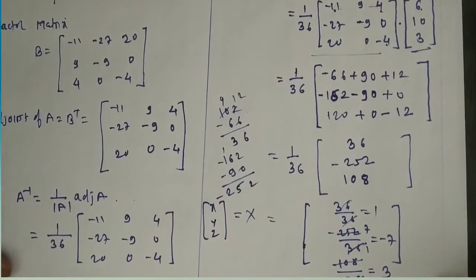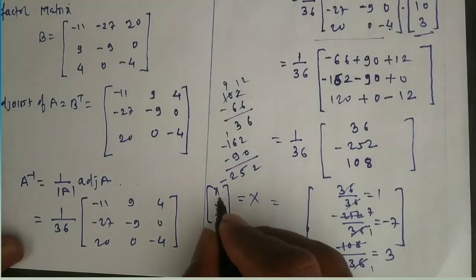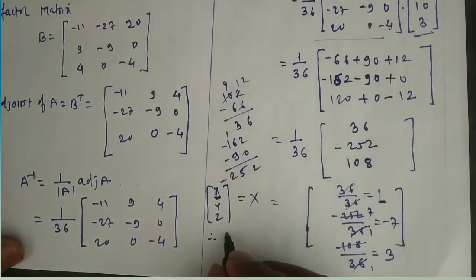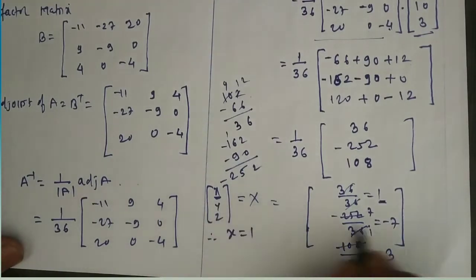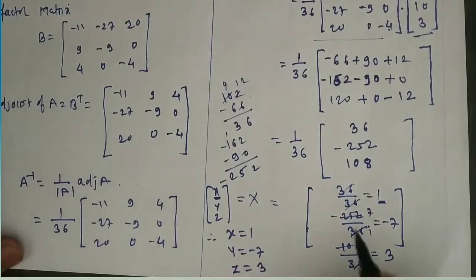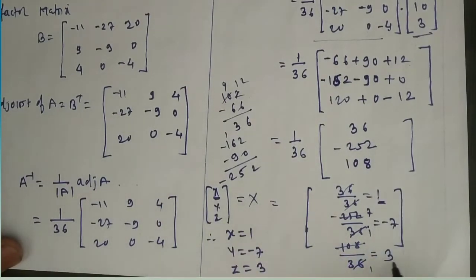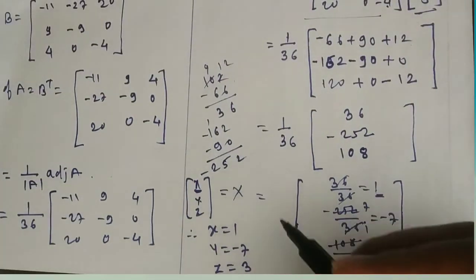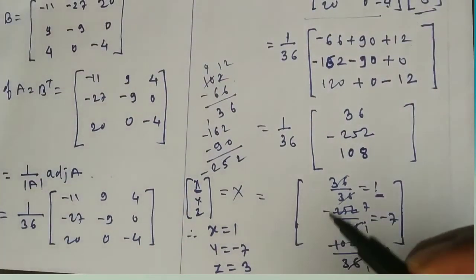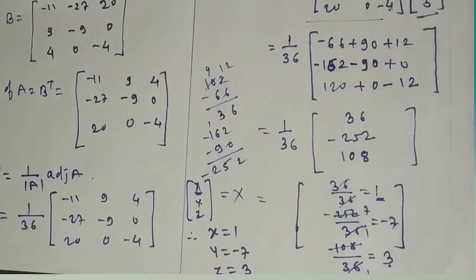Right? And therefore I can write this as, therefore compare this. X is what? 1. So therefore x is 1. What is y? Y is minus 7. And what is z? Z is 3. Compare the values. X is 1, y is minus 7 and z is 3. The answer is x equal to 1, minus 7, 3. But here I think something is wrong in our calculation. We will check what is wrong.